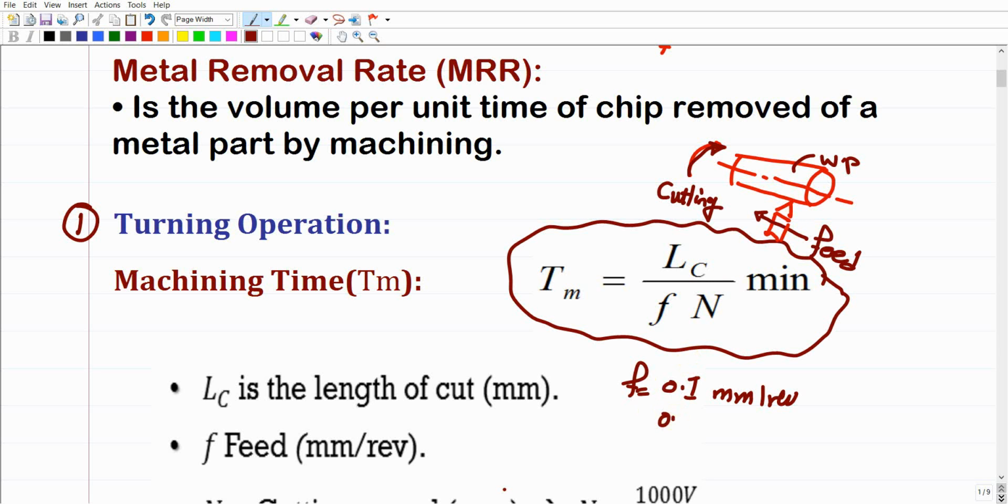If the feed is 0.2 millimeter per revolution, it means that per one revolution of the work part, the tool will be moved 0.2 millimeter. So as you can see, the feed is related to the rotational motion. They are related together through the mechanism of the machine itself. All right. So the feed itself, here I'm talking about the feed, not the feed rate.